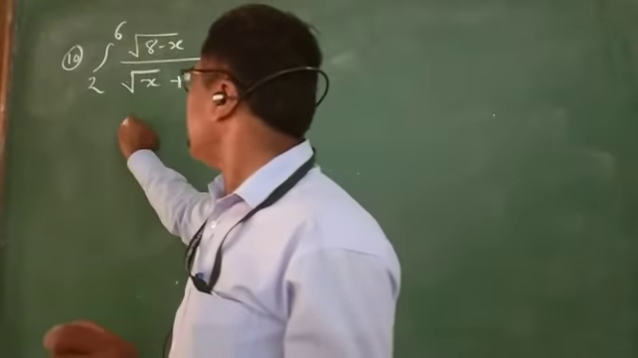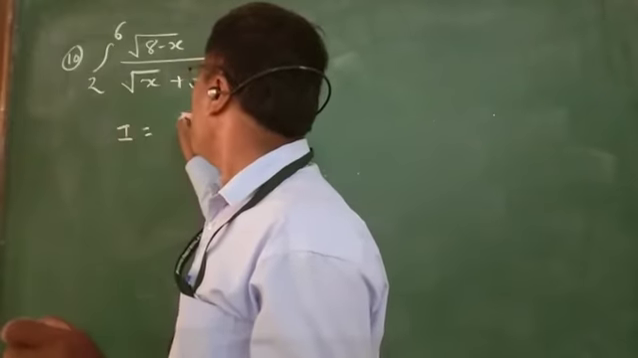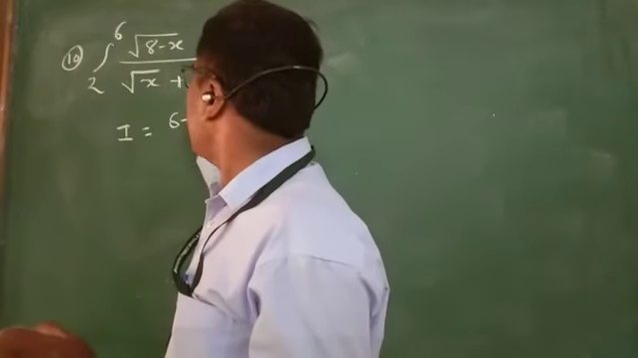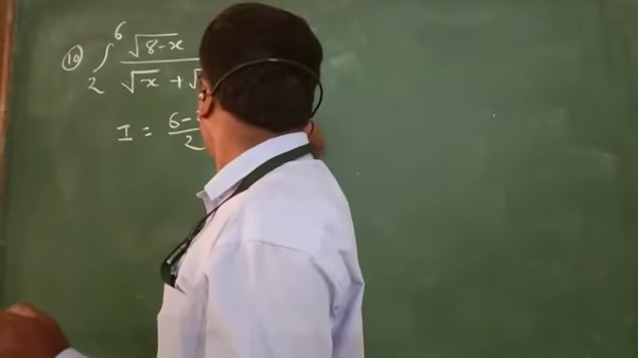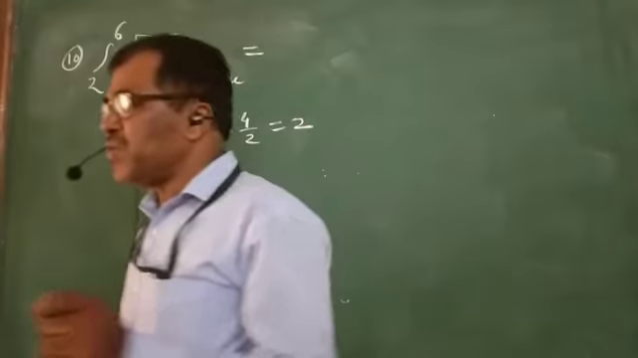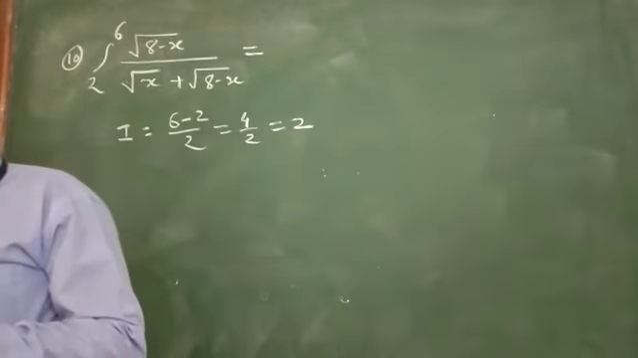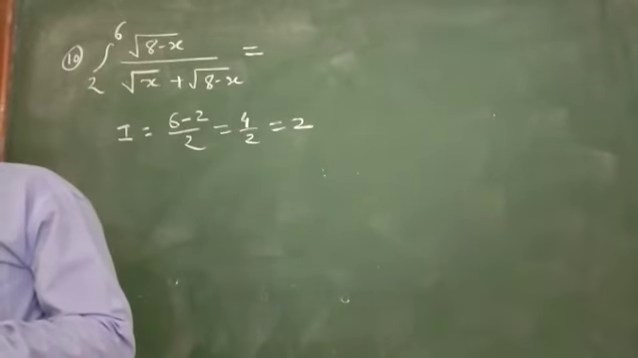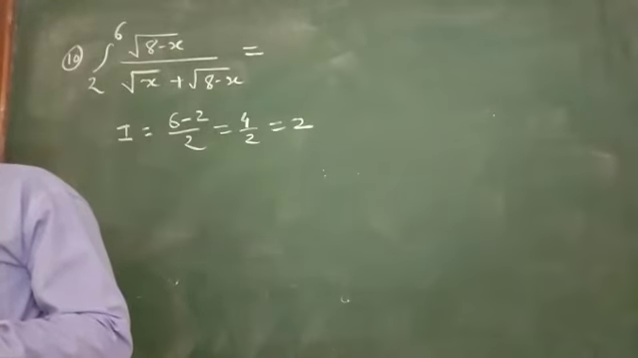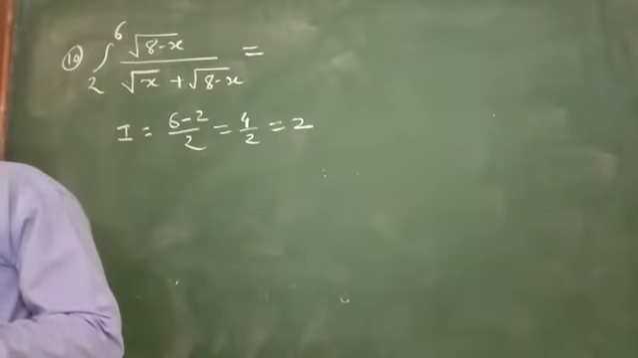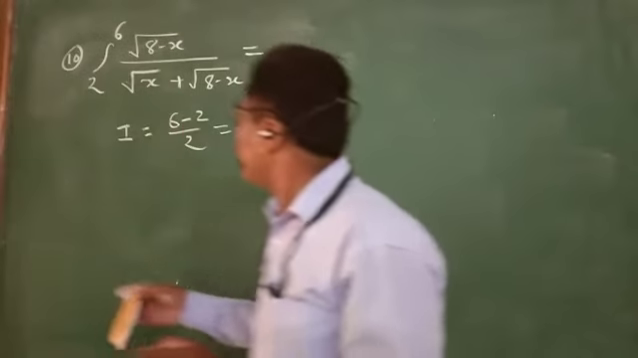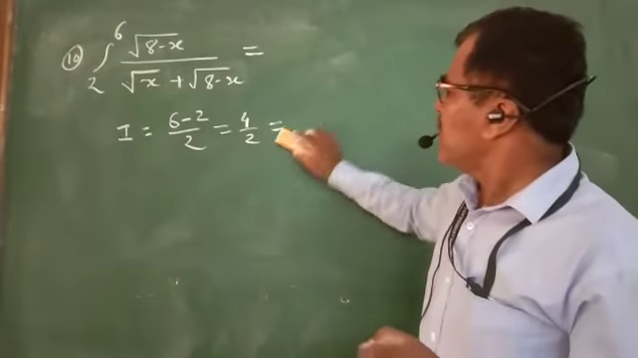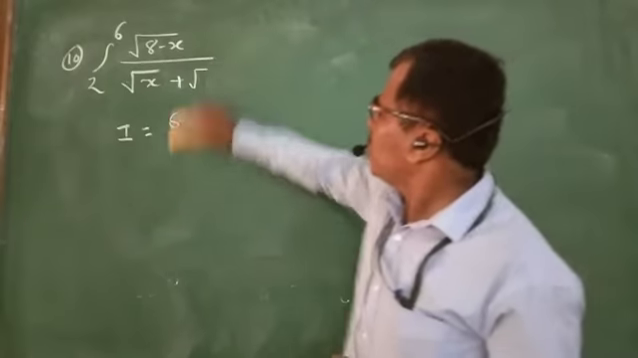The answer of this question is I equal to upper limit minus lower limit upon 2, that is 4 upon 2 equal to 2. Upper limit minus lower limit upon 2 equal to 2. Now see.